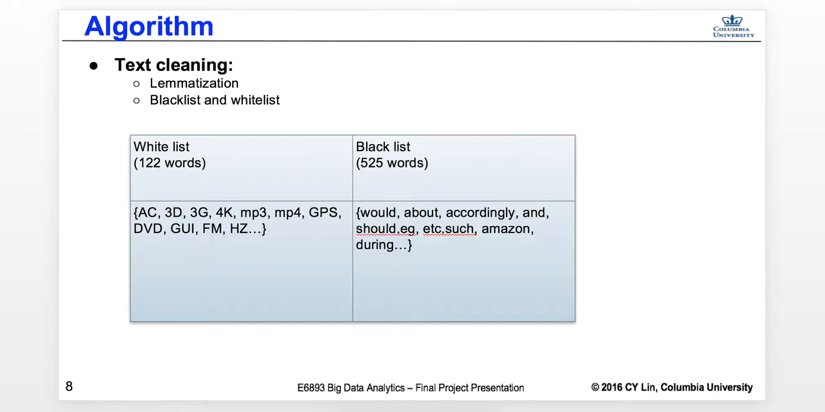The whitelist is the opposite of the blacklist. Whenever we encounter the words in the whitelist, we keep the original format of those words. Those words in the whitelist are usually the metrics to describe the features of products, like centimeter, kg, gigabyte, and also abbreviations of technology terms like GPS, DVD, MP3.